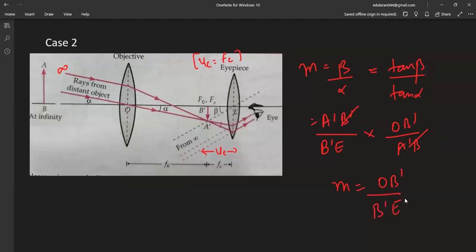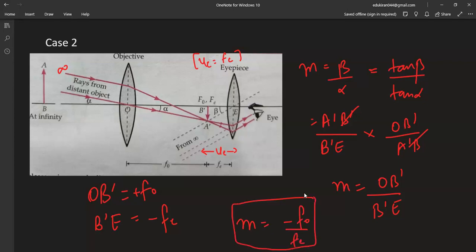Now difference will be in the definition of B dash E. Earlier it was just the focal length, right? So OB dash, this is still the focal length of objective and it will be plus because this is behind the lens. But B dash E, this will be minus FE, which was UE initially. So here the magnification will just be minus F naught by FE. This will be the magnification. Let's write it down.